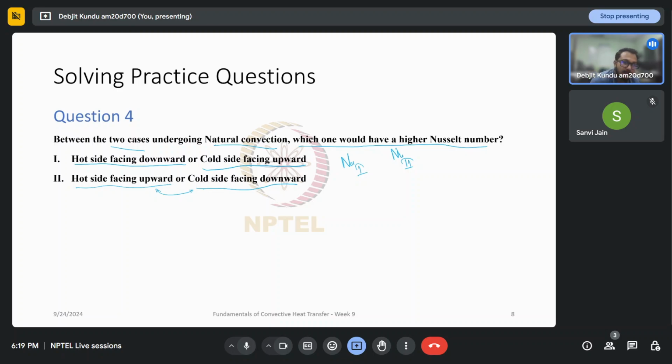You can unmute and answer, or you can type in the chat box as you feel comfortable. And if you have any doubts regarding any question or whatsoever, feel free to ask.